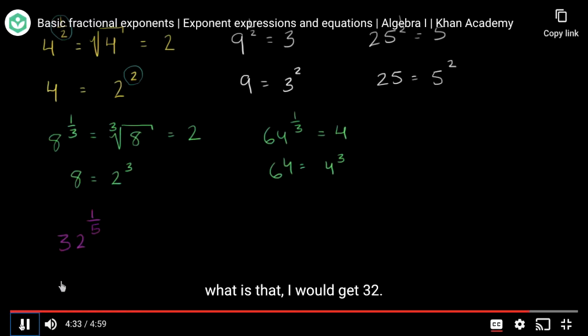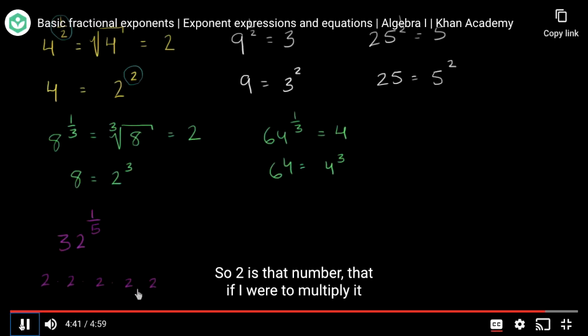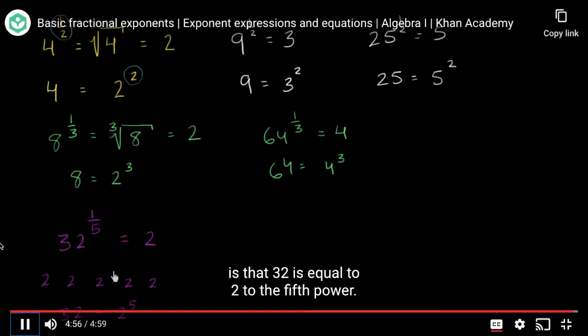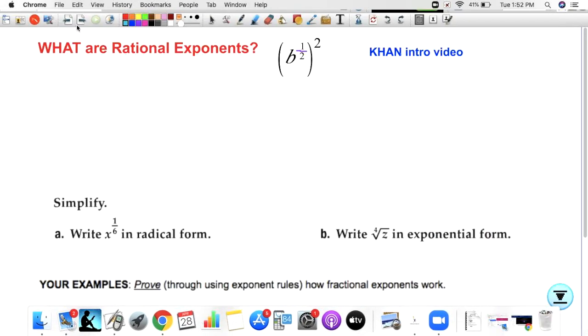I would get 32. Well, 32 is the same thing as 2 times 2 times 2 times 2 times 2. So 2 is that number that if I were to multiply it 5 times, then I'm going to get 32. So this right over here is 2. Or another way of saying this same statement about the world is that 32 is equal to 2 to the 5th power. All right, so let's think about that and apply it to what we're doing right now.